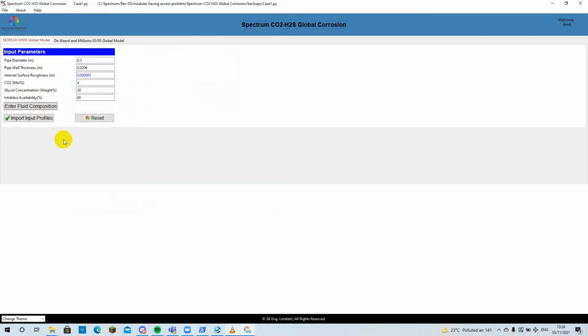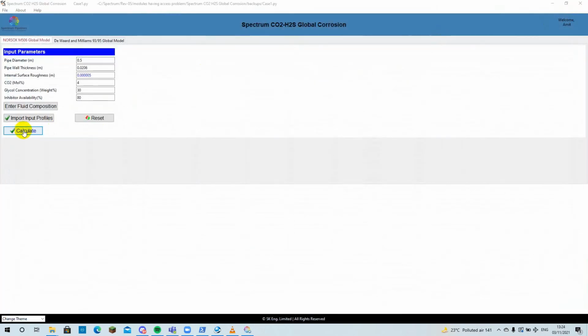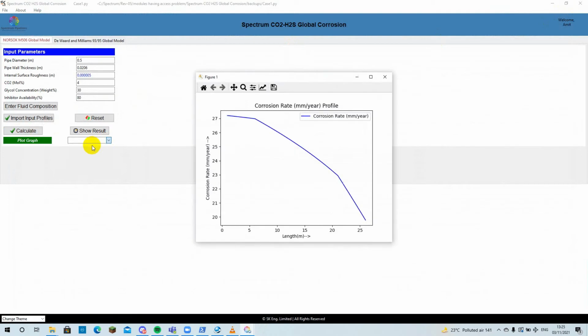The user must then import the input data profiles of temperature, pressure, pH, flow rate, and density and viscosity of the liquid and gaseous phase. Once these parameters are entered and the user hits the Calculate button, the software calculates the inhibited and uninhibited corrosion rate profile in millimeters per year.